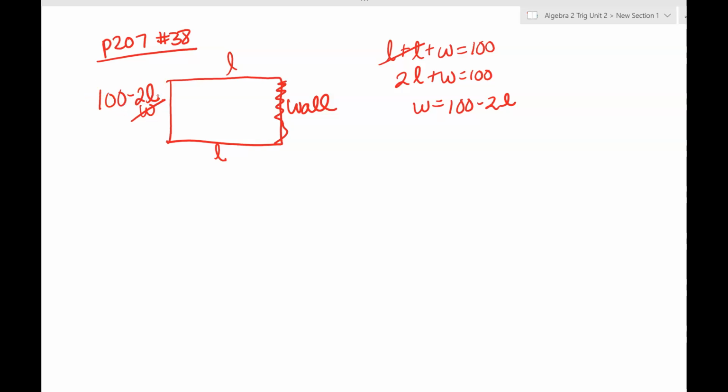The reason you'd want that is that it's a little nicer to have every measurement in terms of the same variable instead of to keep bringing in new variables if you don't know what they represent. So our goal is to maximize area. So think about how you find area of a rectangle. You multiply length times width, which in our case is the length times the 100 minus 2 length.